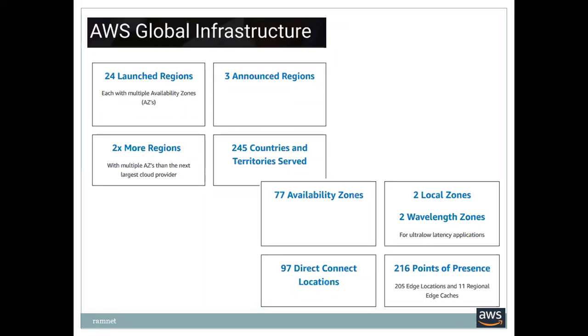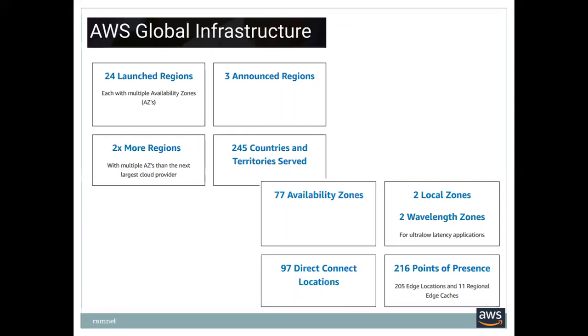97 Direct Connect locations. Direct Connect means you don't need to go through the internet to access AWS. They give you a dark fiber connection to your company, so you can connect to the AWS cloud using that, in 97 places. 216 points of presence, edge locations, and 111 regional edge caches. So this is the global infrastructure of AWS.